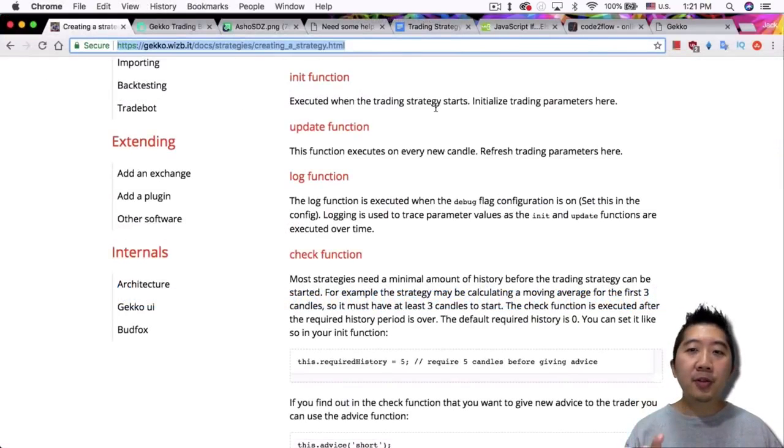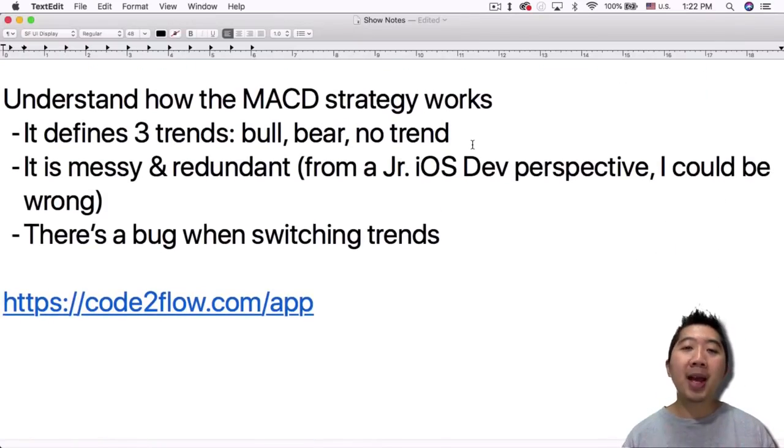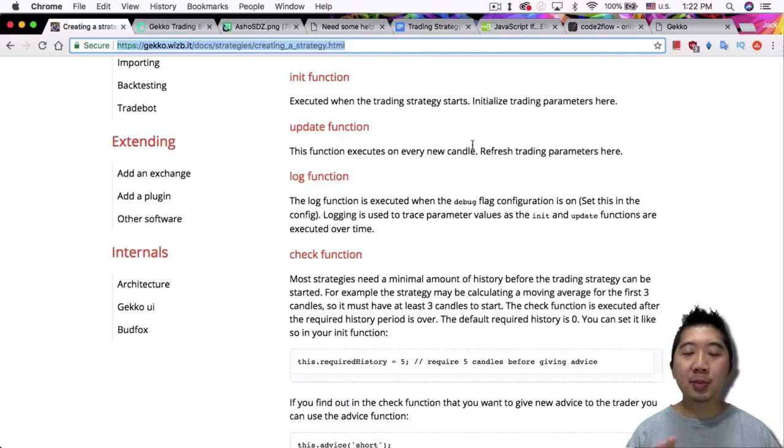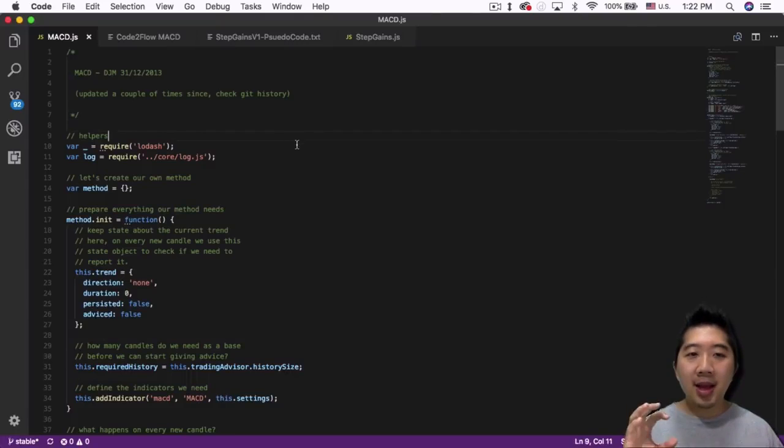So definitely read through this, understand it, and know what each part does. And the next thing is, let's understand how the MACD strategy works. Now that you've read through this particular page, you really should read through the MACD JavaScript file that's actually provided to you by the Gecko trading bot. And you'll see what it does within each of the functions.